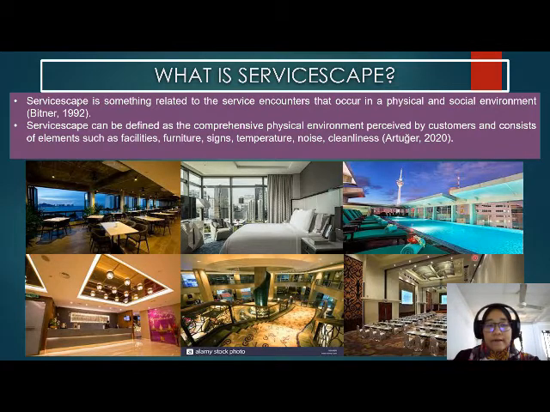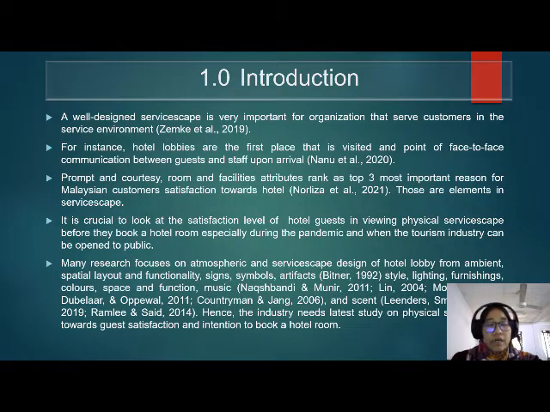So these are some of the examples of Servicescape. We have dining area, hotel room, swimming pool, conference hall, staircase, and also hotel lobby. Introduction. As I have already explained a little bit on what is Servicescape, according to Zemke et al. 2019, a well-designed Servicescape is very important for organizations that serve customers in service environment.